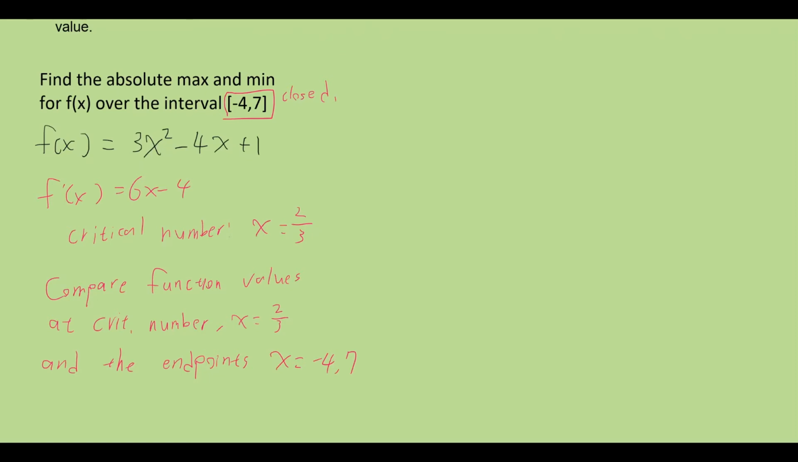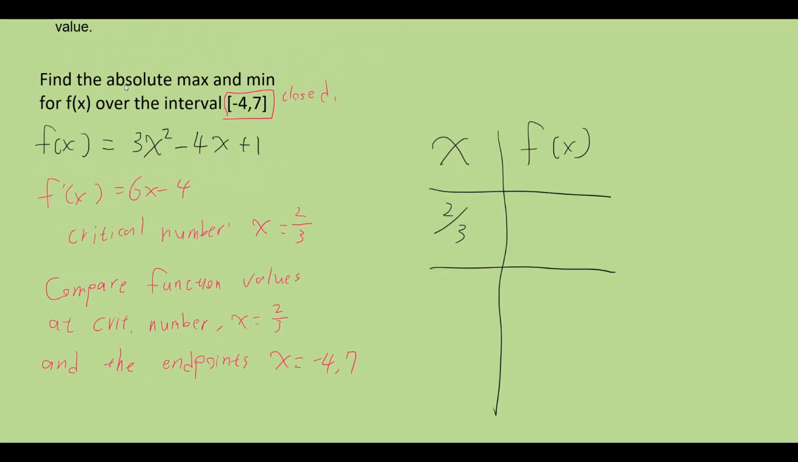So let's do that. We're going to build a table right here, x and f of x. And the 3 values that we're looking at are 2/3, -4, and 7. Okay, so go ahead. We're going to plug in all these x values into the function f. And this is what we will have. All right, so we get that the function value when x is 2/3 is -1/3. When x is -4, the function is 65. And when x is 7, the function value is 120.